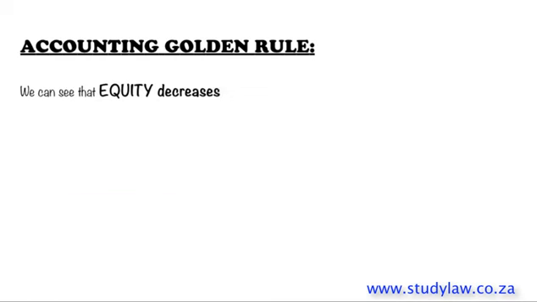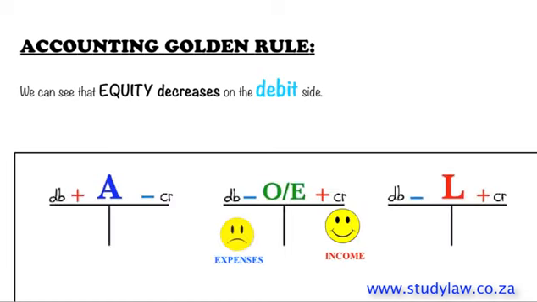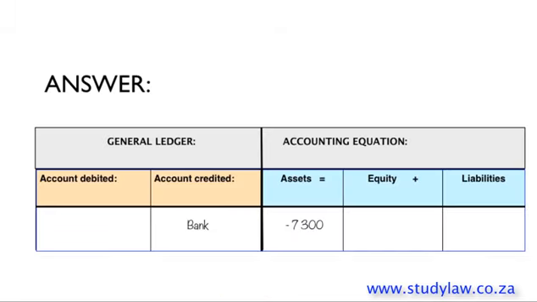If we look at the accounting golden rule, we can see that equity decreases on the debit side. Therefore, our account to be debited will be called drawings. Let's go to the equity column now and decrease it by 7,300.